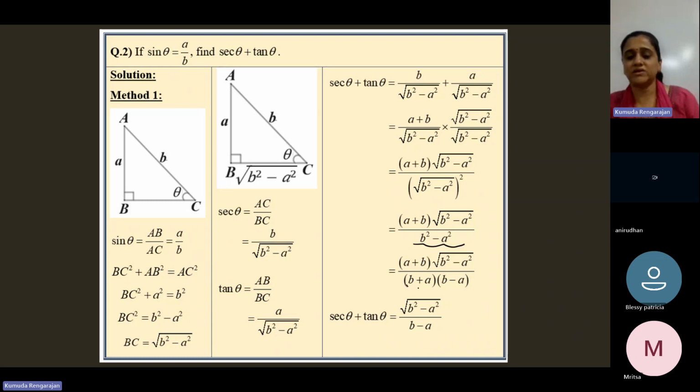then this one is b plus a into b minus a, so this gets cancelled. And now you can see there's a square root on the numerator. That's okay. The denominator should not have the square root or the cube root symbol. I think the denominator should be rational.